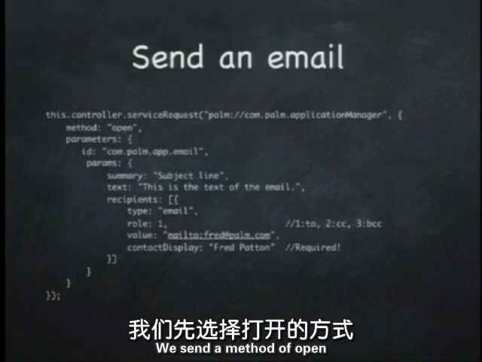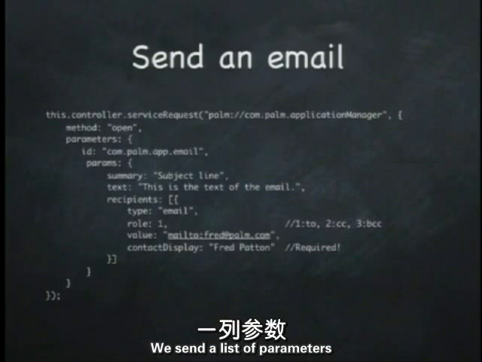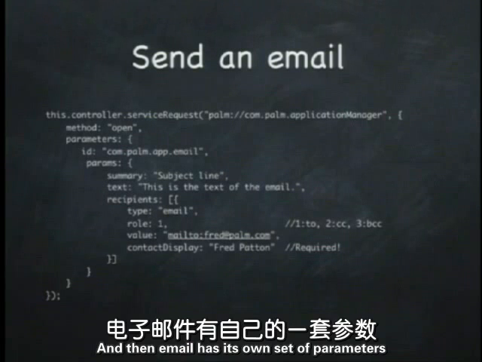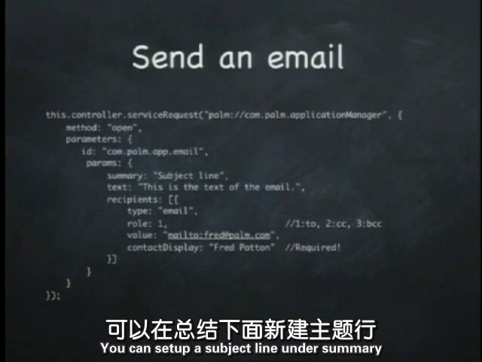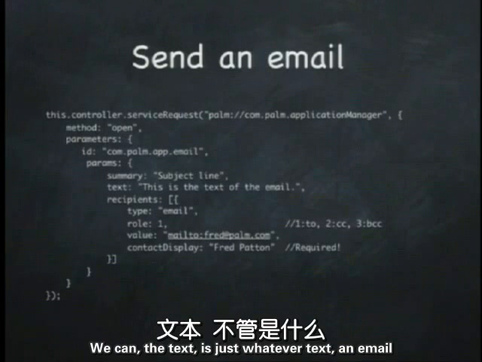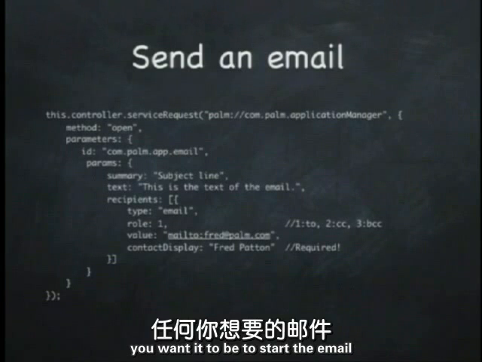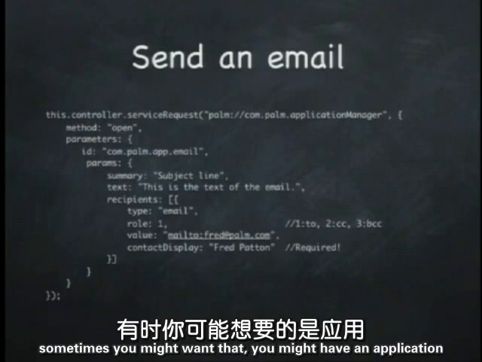We send the method of open. We send a list of parameters, and then email has its own set of parameters, and that's what this area is here. We can set up a subject line under summary. The text is just whatever text that you want to start the email. Sometimes you might want that.